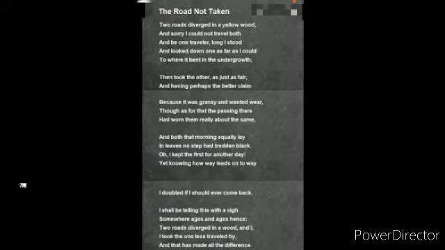Now let's come to another line: and be one traveller, long I stood. In this line the poet is saying that, being one traveller, he stood there for a longer time. He was just gazing at the roads. Again the line is repeated: and looked down one as far as I could. Being a lone traveler, he stood there and gazed at the road for a longer time, to where it bent in the undergrowth.